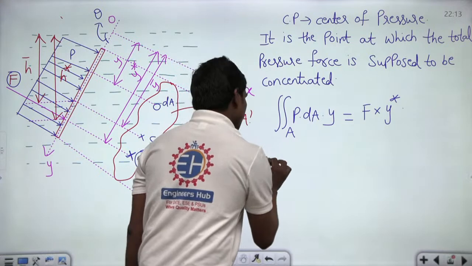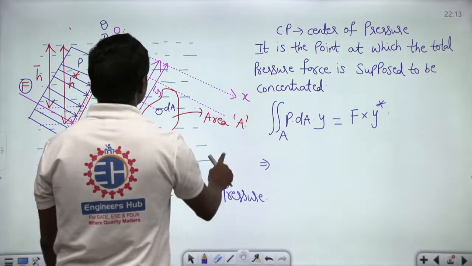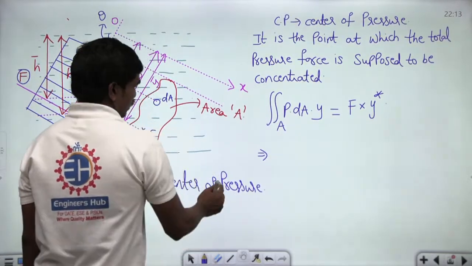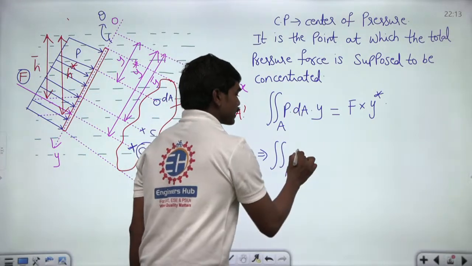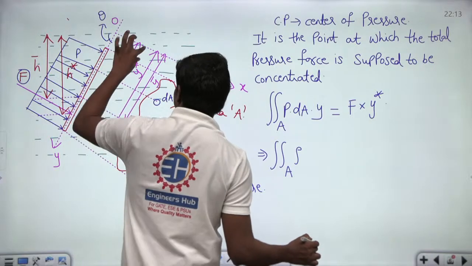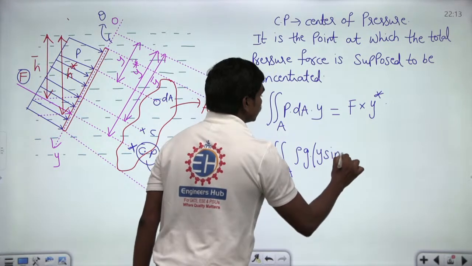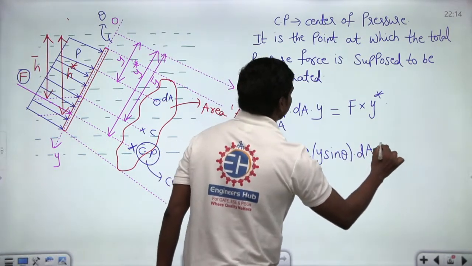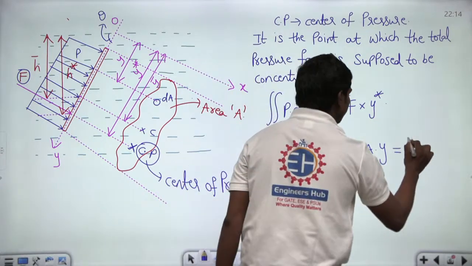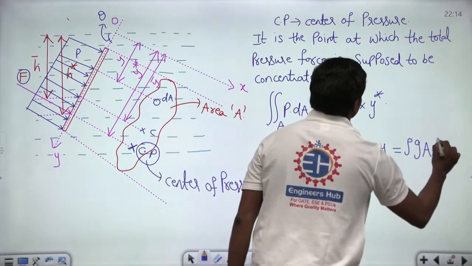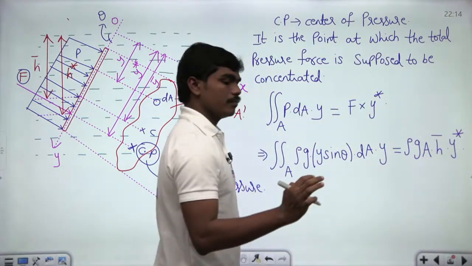Now let us complete the derivation, but before that, let me shorten the screen a bit so that you can all see things clearly. Then, integral over A, P is the elemental pressure at this location, at a height of y, which is rho g into y sin theta, into dA into y. This will be equal to F, the total force acting on this plate, which we have calculated as rho g A H bar, where H bar has its own meaning, into y star.